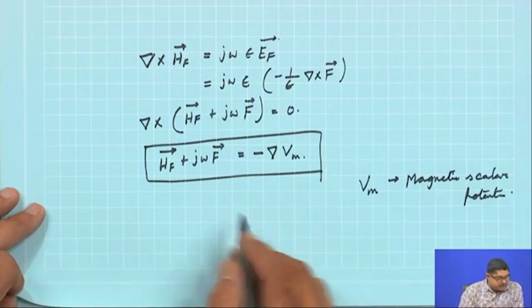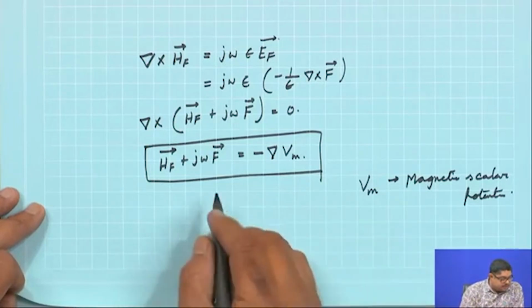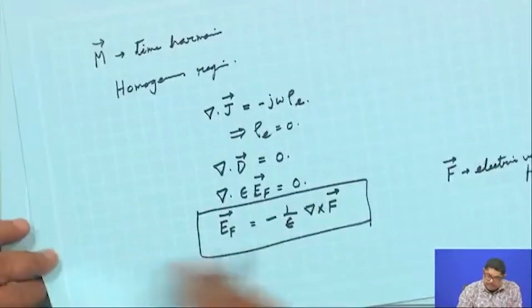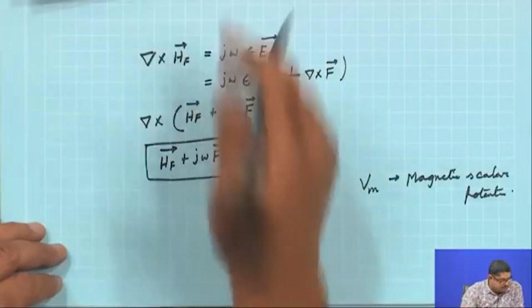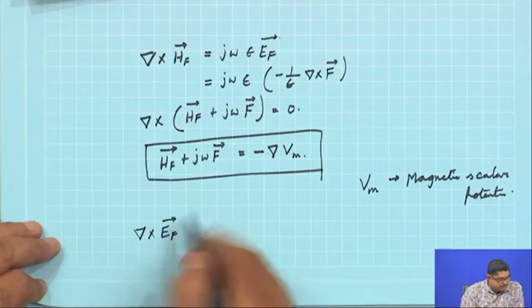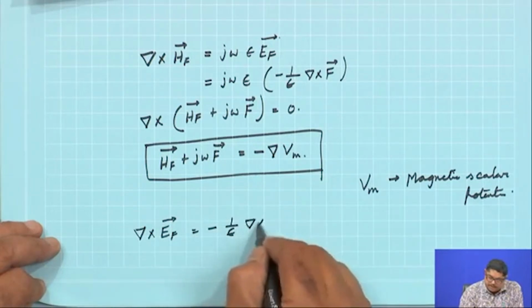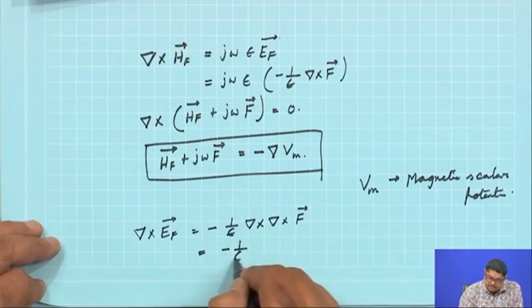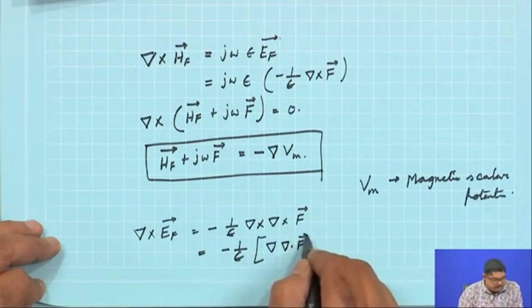Now, with this, if I take the curl of this defining equation for EF, then I get del cross EF is equal to minus 1 by epsilon del cross F, using the vector identity.